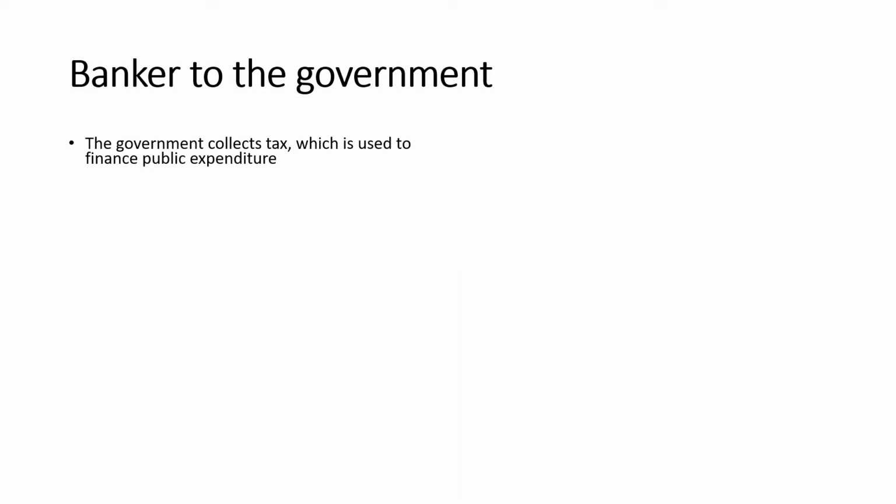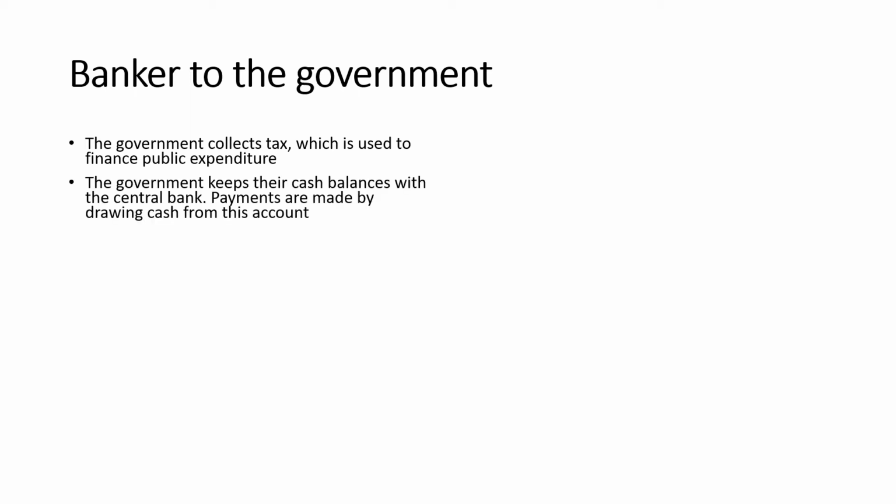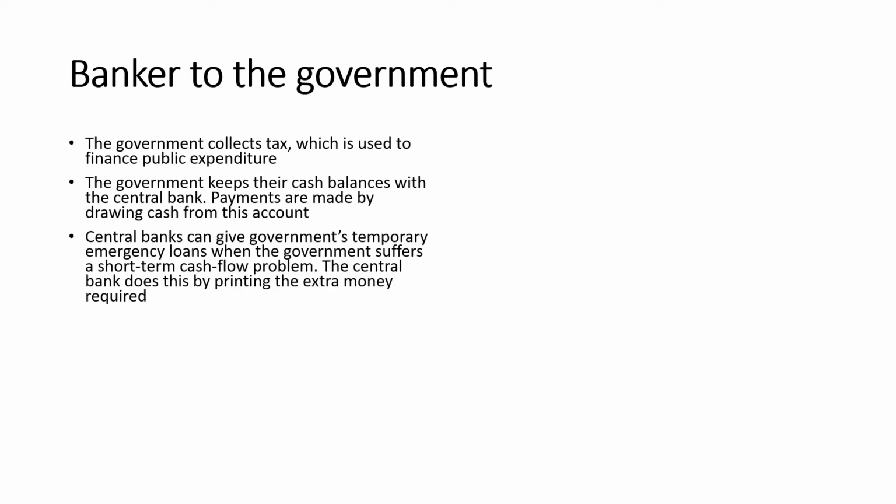Okay, what we're going to look at now is the second role or key function of central banks, which is that central banks act as a banker to the government. The government collects tax, which is used to finance public spending. We know that. The government keeps their cash balances with the central bank, and payments are made by drawing cash from this account.